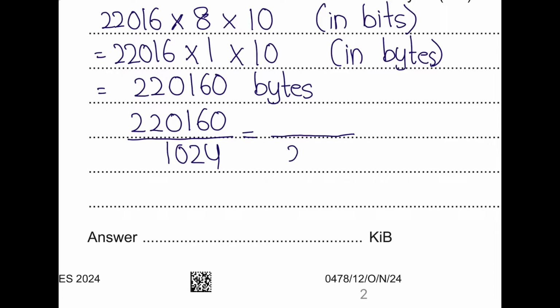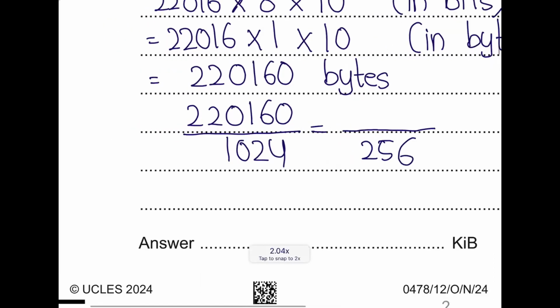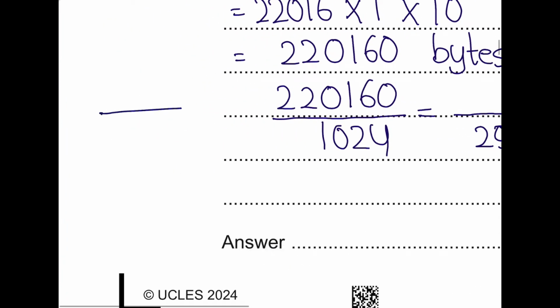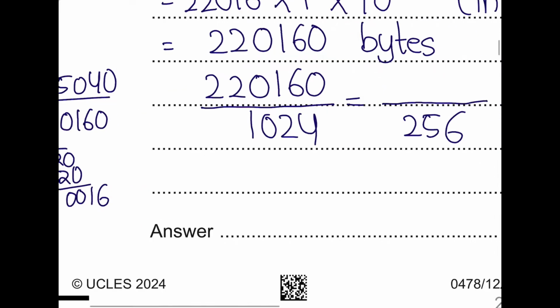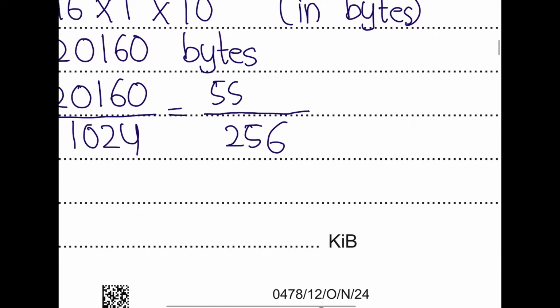1024 divided by 4 is 256. What is 220,160 divided by 4? 4 into 5 is 20, I have 20. 4 into 5 is 20. I have 1, 0, 16. 4 into 4 is 16. So it is 55,040. I can again simplify this by using 4. So this would be 64.